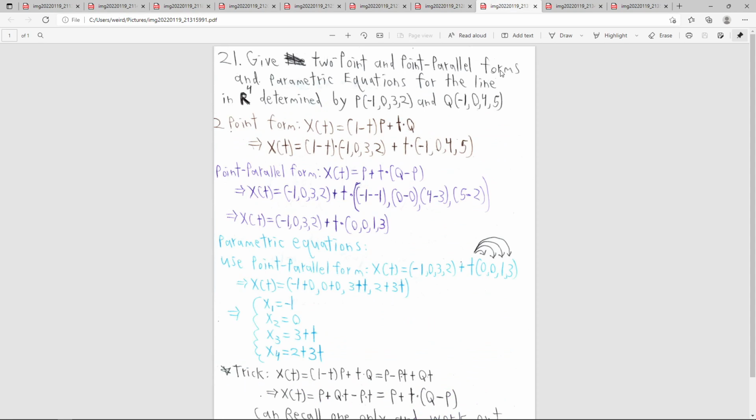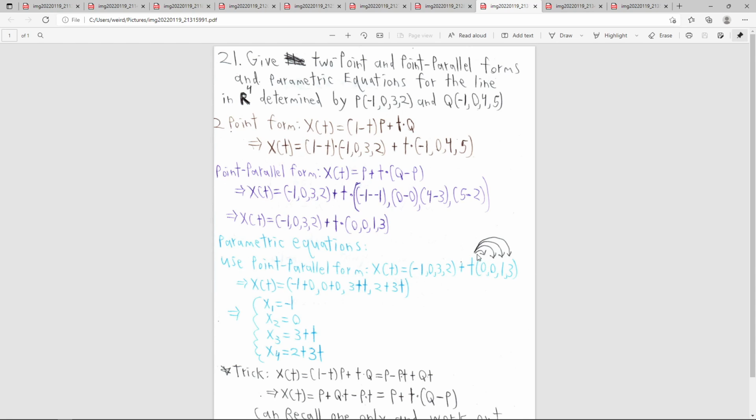Give two-point and point-parallel forms and parametric equations for the line in R4 determined by these two points, P and Q. So the two-point form is just x of t equals 1 minus t times P plus t times Q, so you just plug in. There's not anything else to really do. The point-parallel form is x of t equals P plus t times Q minus P. You plug it in. Here, for Q minus P, you plug in the individual components and subtract, and we get this.